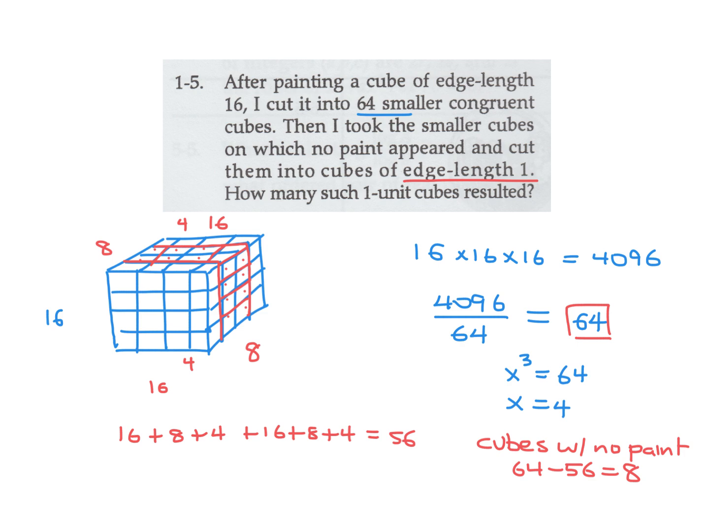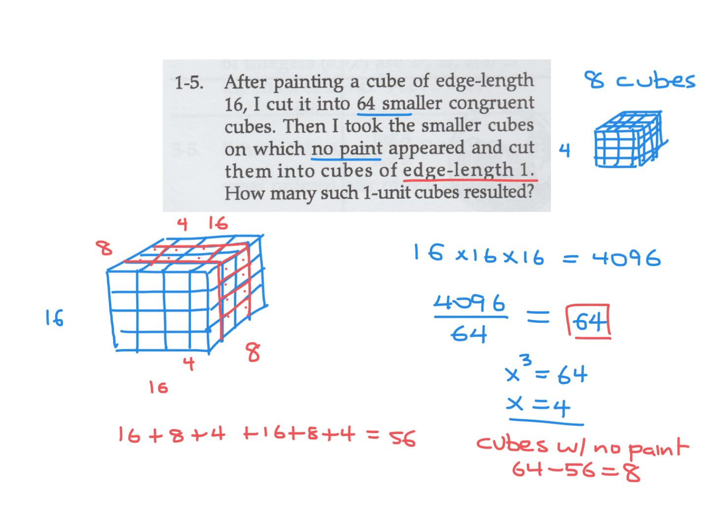Now we have to take those 8 cubes that have no paint and cut them. These were edge length 4, so each of these 8 cubes has an edge length of 4. We have to cut them into edge length of 1. Edge length of 1 would be like that. Very similar to what we did before. Not the prettiest, but you guys understand. The bottom line is, when you do that, how many did you make?